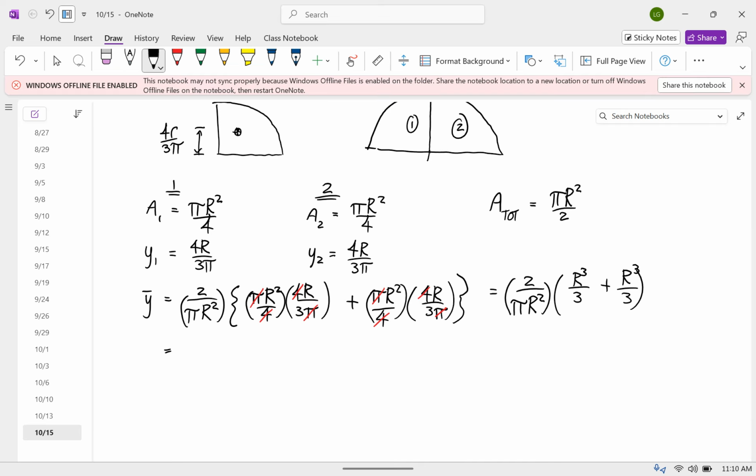So we'll simplify that. 2r cubed over 3, and that gives you 4r over 3 pi. So anyways, anytime the shape that you're looking at can be broken up into shapes that you know, you can use that sum formula to figure it out. Okay.